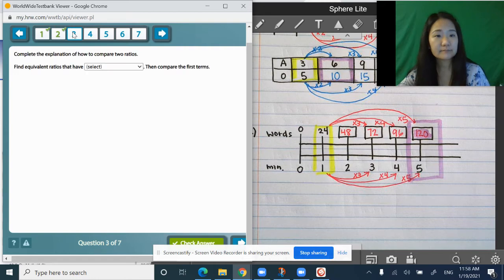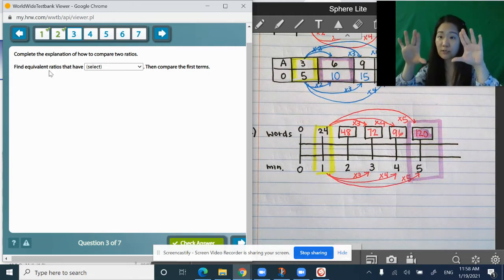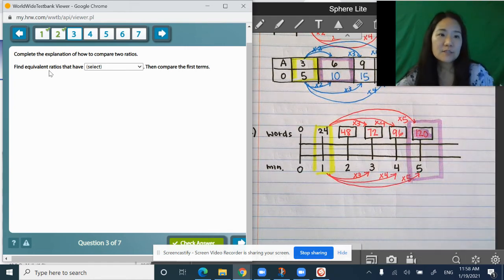Number 3. Complete the explanation on how to compare 2 ratios. Remember, when you're comparing 2 ratios or rates, remember that video at puzzle that we watched? In the video it says if the denominator is 1, the unit rate, then you can compare the numerators. It's a similar idea. So find equivalent ratios that have the same second term, same denominator, then compare the first term, the numerator.